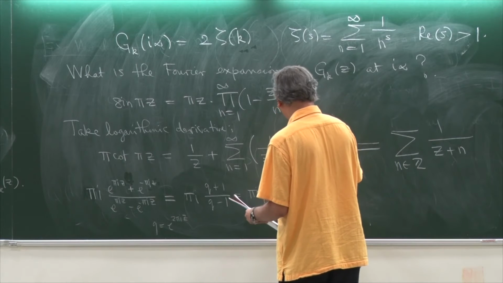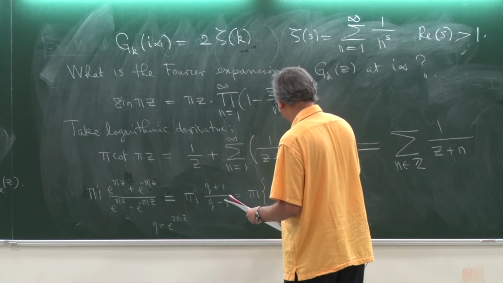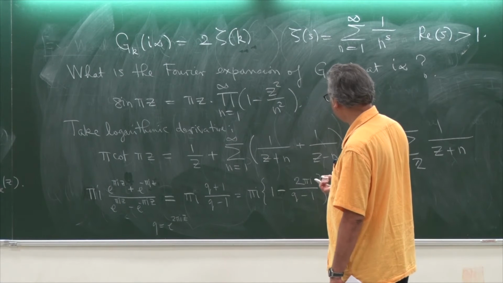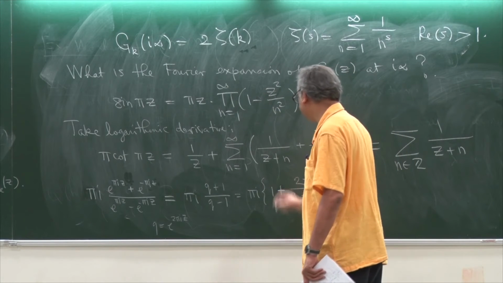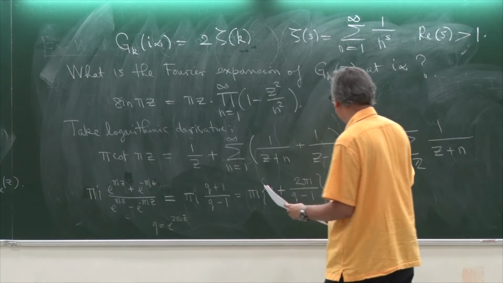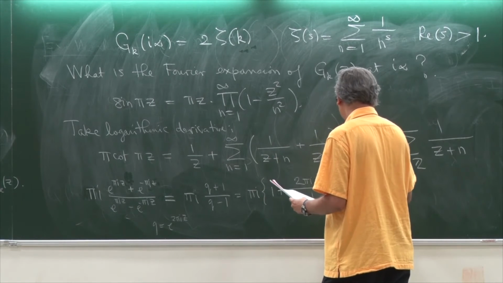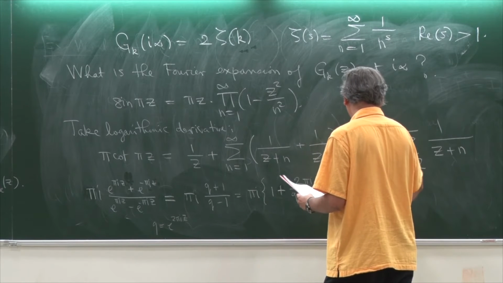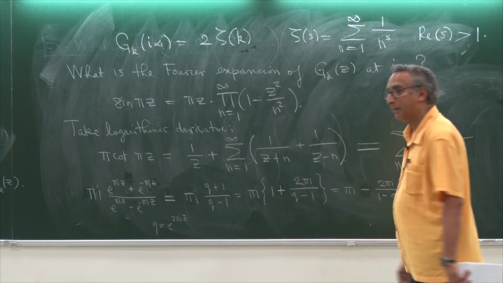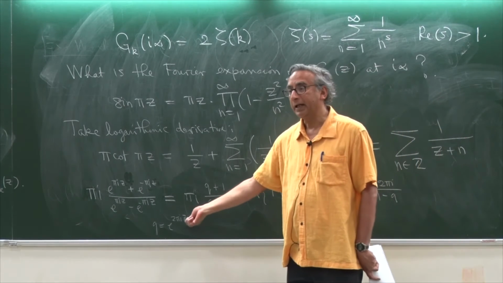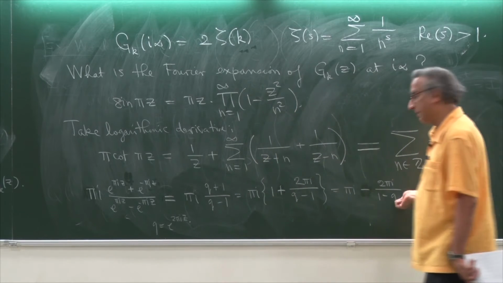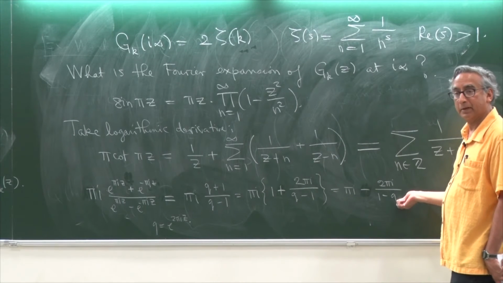Oh, sorry, 2 pi i. Oh, there's a minus sign. So it's q minus, I'm writing it as q minus 1 plus 2, right? Oh, it's a plus sign. So this is equal to pi i plus 2 pi i, or minus 2 pi i, over 1 minus q. And keeping in mind that z is in the upper half plane, mod q is less than 1, and therefore I can expand this as a power series in q.